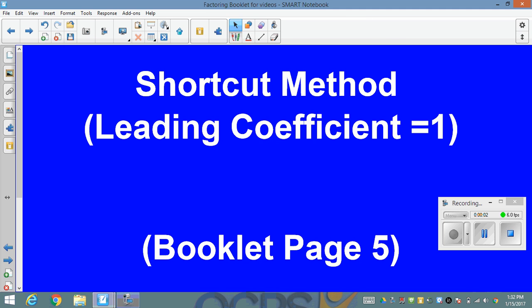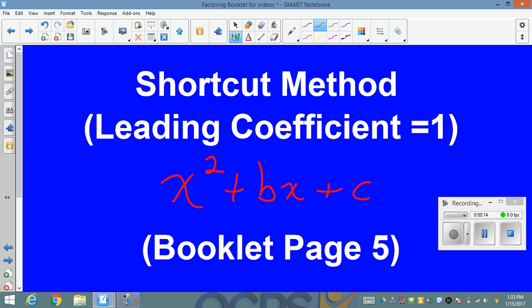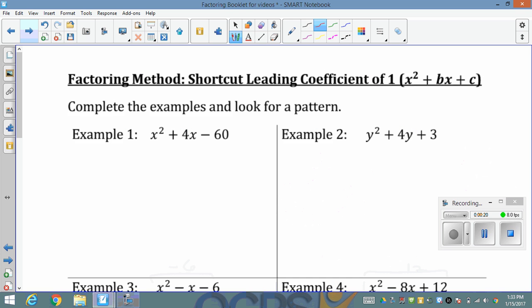In this video, we're going to look at a shortcut method for factoring trinomials where the leading coefficient is 1. So we're going to be looking at trinomials where you have x squared plus bx plus c, so your a value is 1. You're going to take your notes in your booklet on page 5, and we are just going to start by looking at example 1 here. We're going to do this the long way, and then we're going to look for a pattern.